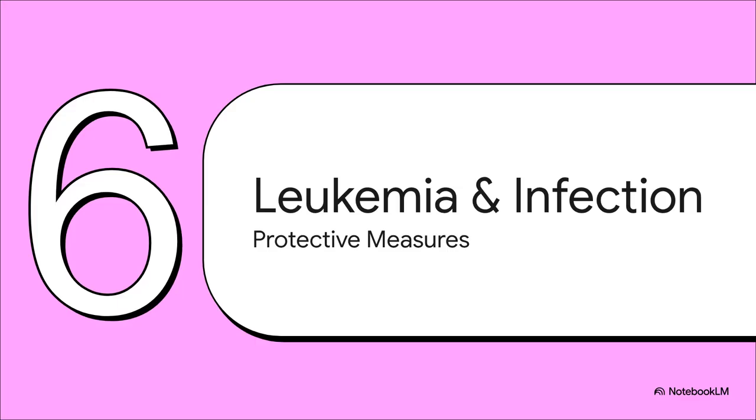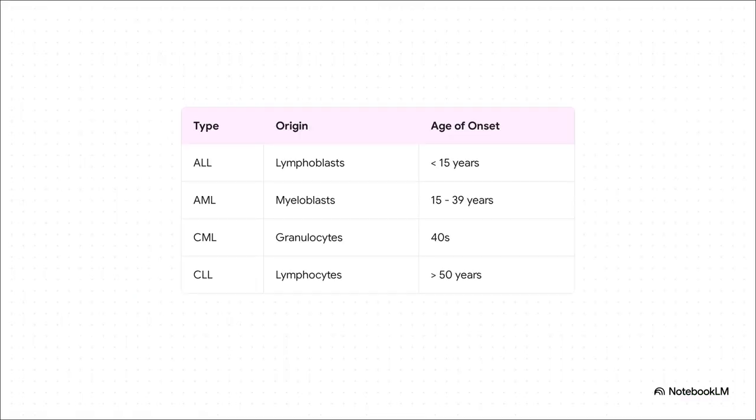All right, our final section. Section 6, Leukemia and Infection Control. Leukemia is basically this abnormal, hyperaggressive overproduction of immature white blood cells. And it presents this really fascinating clinical pattern when you look at the typical age of onset. For instance, acute lymphocytic leukemia, or ALL, is predominantly a pediatric thing. It typically strikes kids younger than 15.